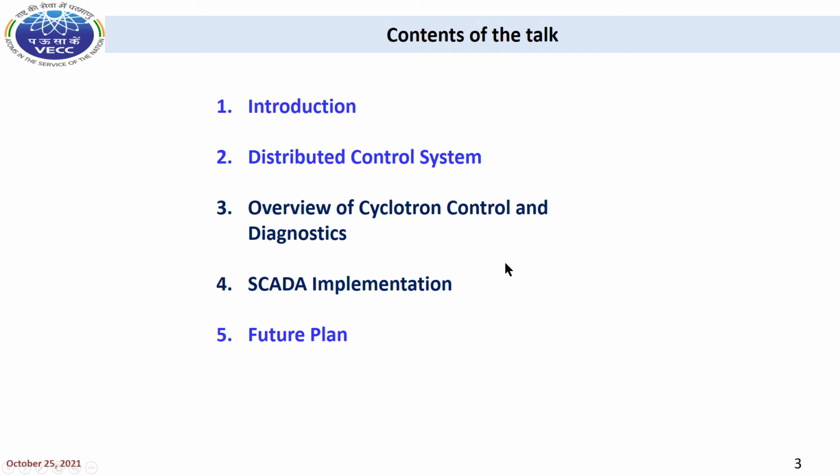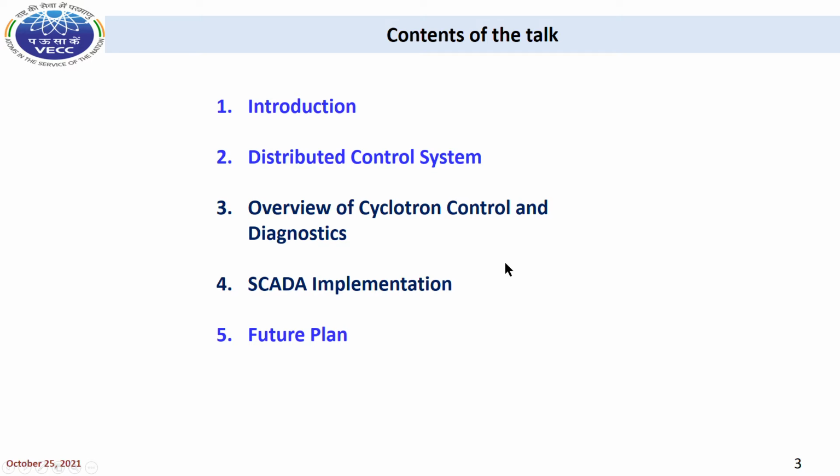This is the content of my talk. With a brief introduction of the working principle of cyclotrons, I shall discuss various features of distributed control system. What are the different subsystems of cyclotron? What the subsystems need to deliver? What control system we have and for different subsystem control.